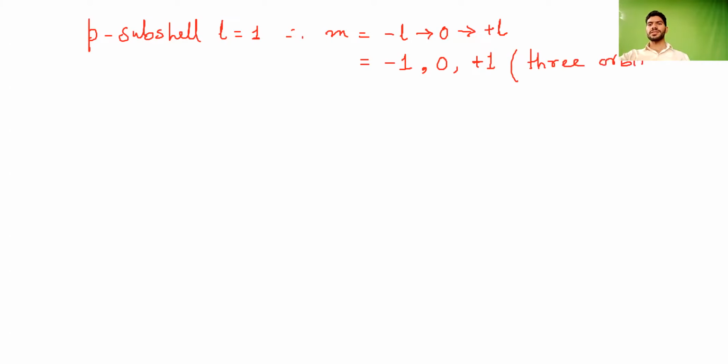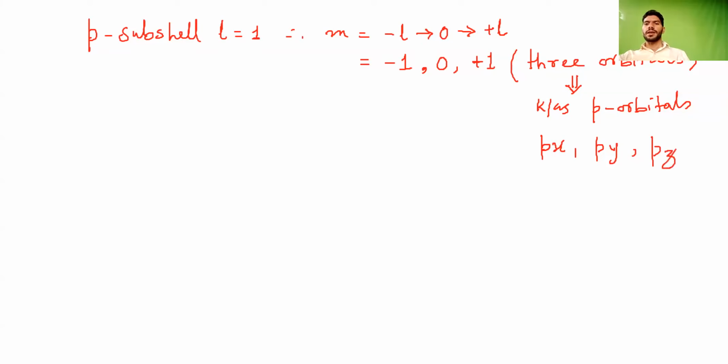Correct? Have you got this? So in case of p subshell, there are 3 orbitals, and these 3 orbitals are known as p orbitals. Now, what is the actual name of these 3 p orbitals? One is known as px, another is known as py, another is known as pz.